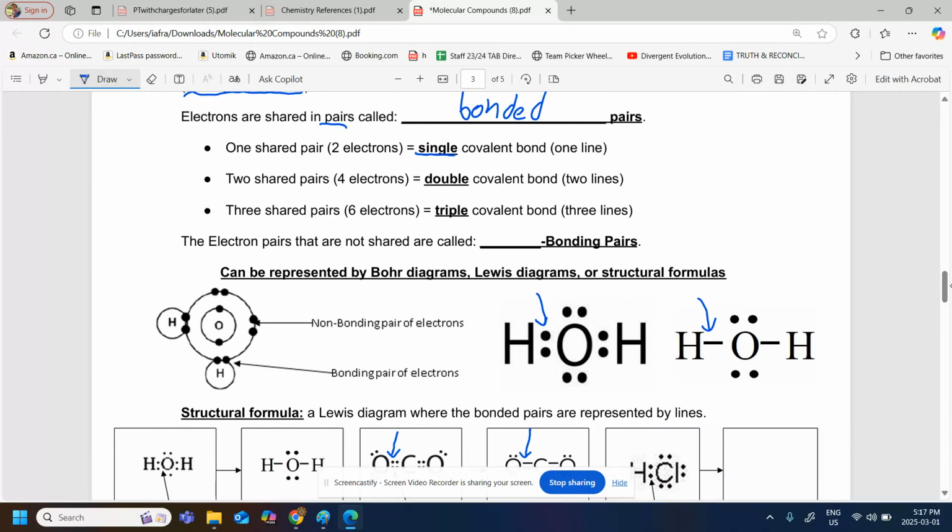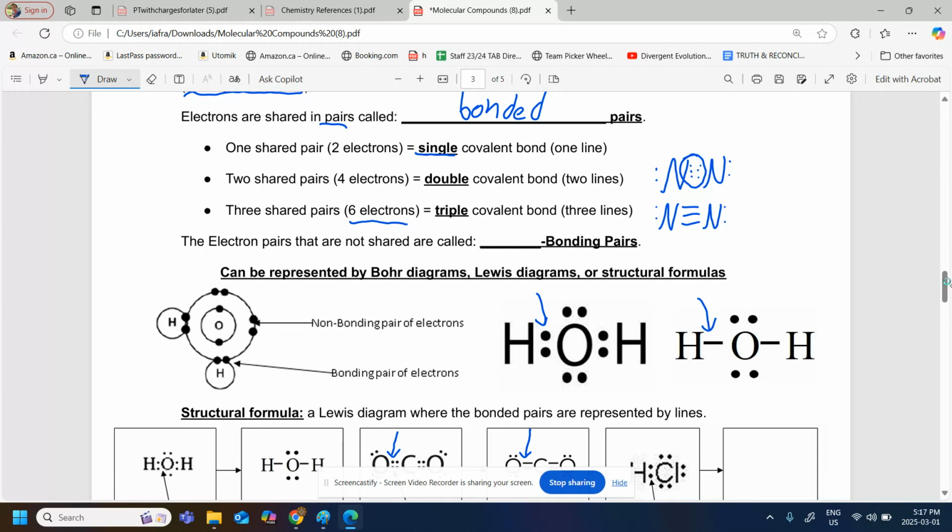And then lastly, you could have three pairs of electrons being shared, or six electrons, and that's called a triple bond. For example, if you look at the nitrogen over here, it's sharing six electrons between them, these six here. And so that would be represented by three lines, and that's called a triple covalent bond, where you're sharing six electrons.